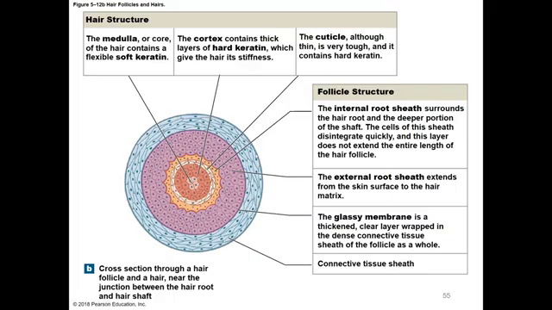So we've got a cross section through a hair, starting at the core. This would be the medulla, which is made up of soft keratin, which again is protein. Then we have the cortex, which is made of hard keratin that gives hair the stiffness. Then we have a thin layer called the cuticle, which is tough and protective. Okay, and then from there all the way out to there would be the follicle.